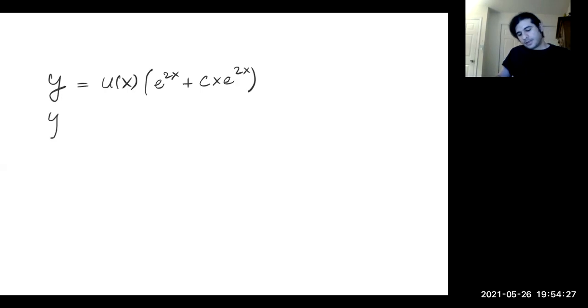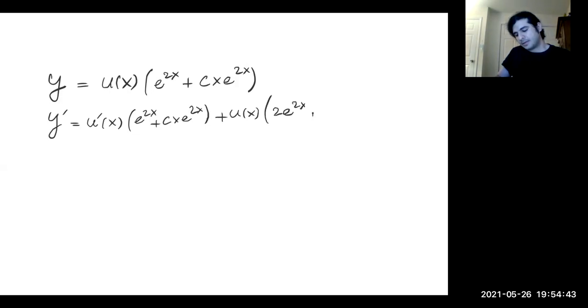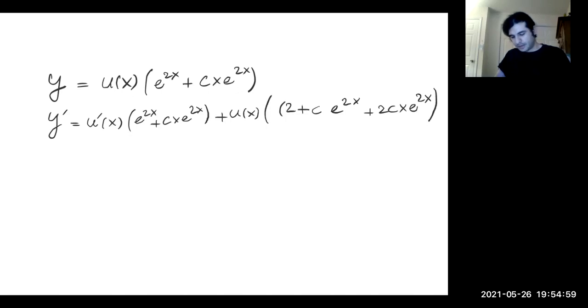So let's take the derivative. Its derivative would be u prime of x times e to the 2x plus c x e to the 2x, plus u of x times 2e to the 2x plus c e to the 2x plus 2c x e to the 2x. Actually, I can combine the first two terms. It would be (2 plus c) e to the 2x.